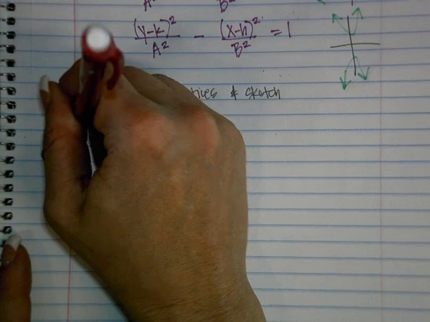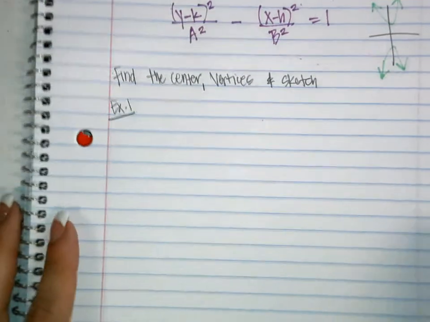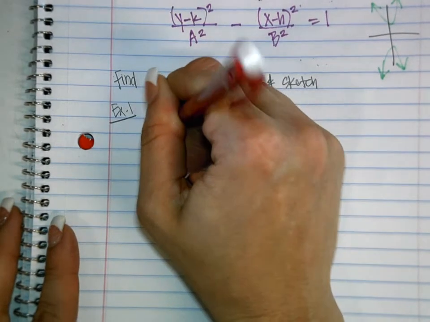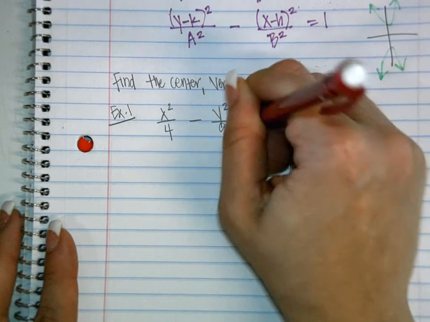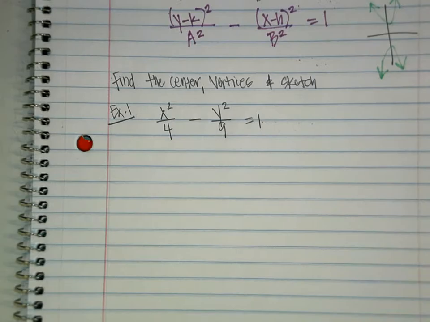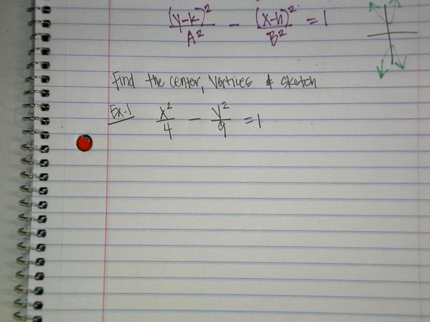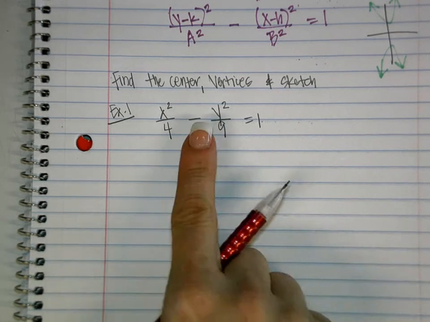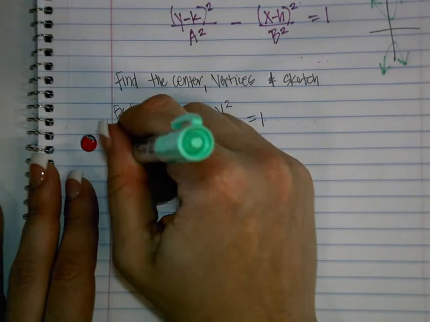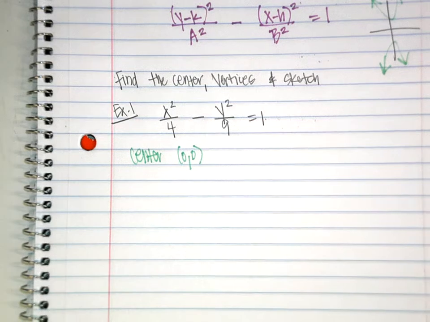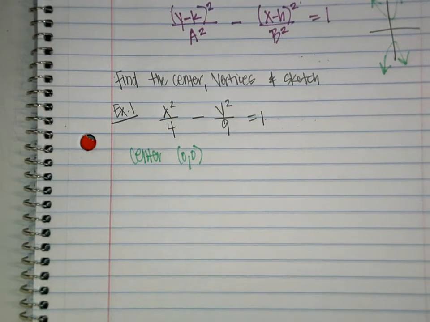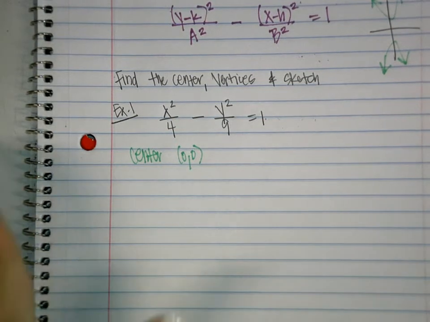So for example number 1, if I give you the equation x squared over 4 minus y squared over 9 equals 1. First off, what would be my center of this hyperbola? Center is at 0, 0. Almost always you're going to have a 0, 0 center. We're just trying to make it a little bit easier on you.